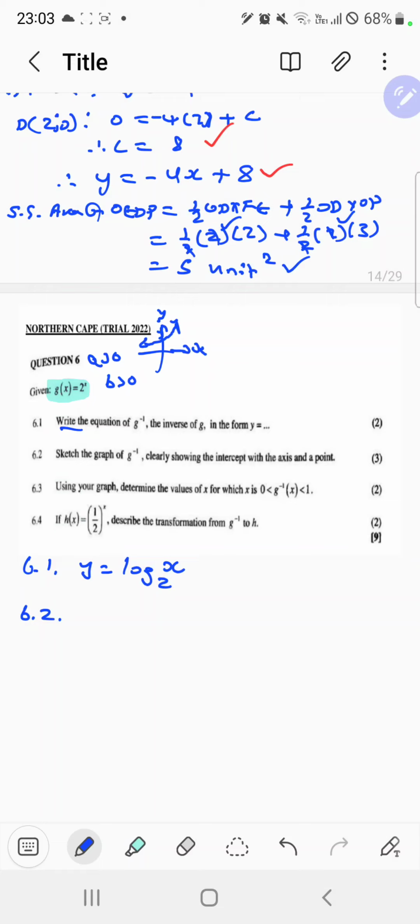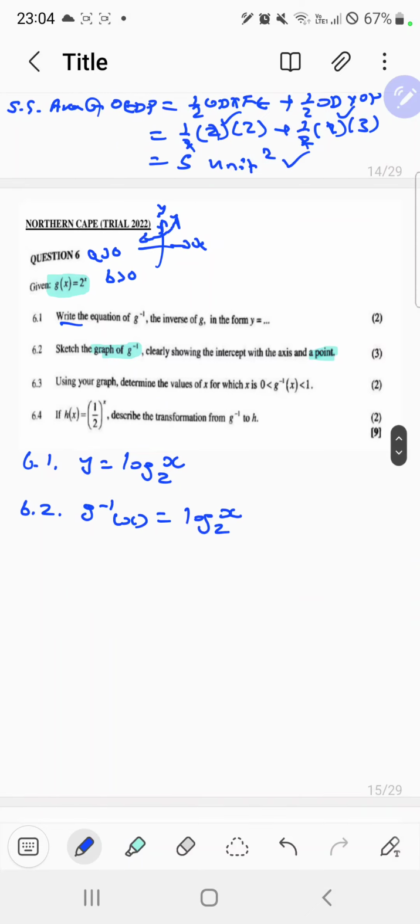All right, let's have a look here. The question says sketch the graph of the inverse, showing clearly all the intercepts with the axes and a point on the graph. That is important. Well, we know that the inverse of g is given by log of x to the base 2.